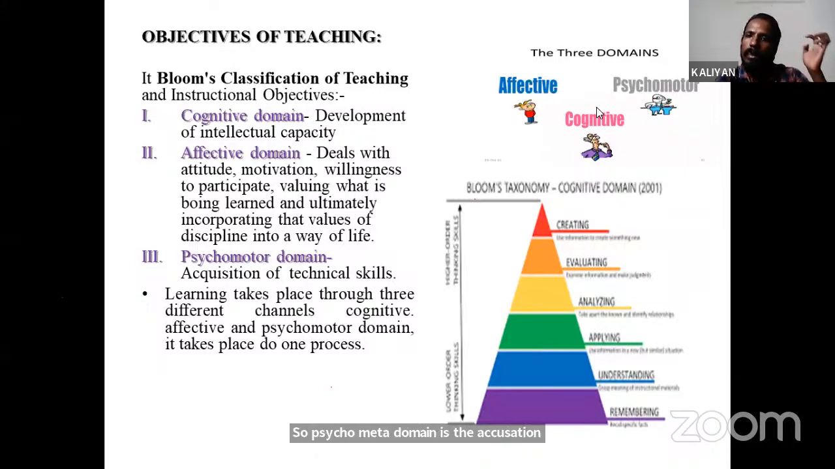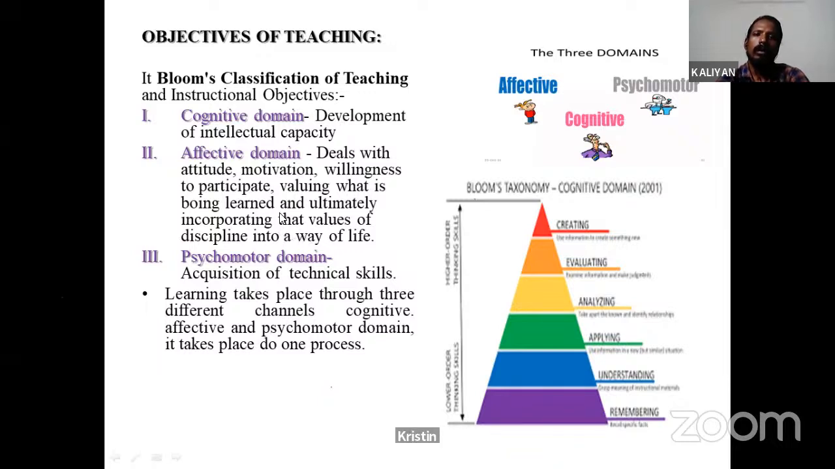So here is a picture. Cognitive means knowledge, intellectual knowledge production. Affective is the psychological matter, a thinking purpose, and psychomotor is the acquisition of technical skills, using the skills in technical ways. So these are the three classifications of teaching. In the question, like which one is not a classification of teaching, they will give cognitive, affective, and psychomotor, and they will add another domain which is not given by Bloom. So this kind of question will be asked on the classification of teaching.